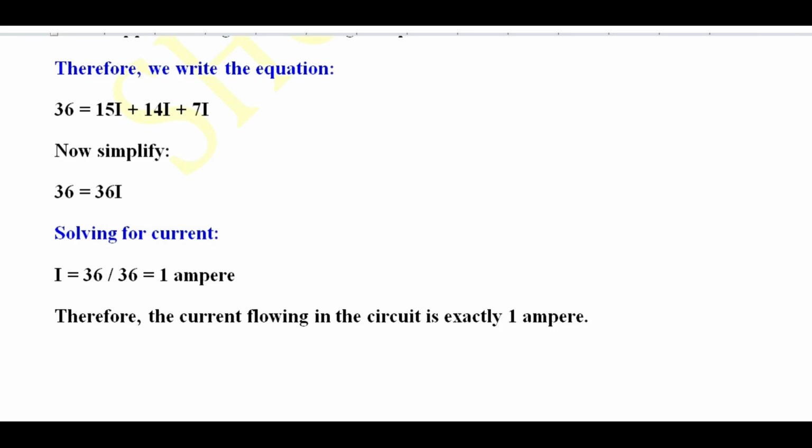36 equals 15I plus 14I plus 7I. Now let's simplify that. 15 plus 14 plus 7 is 36. So it becomes 36 equals 36I. Now solving for current, we divide both sides by 36. So I equals 36 divided by 36, which gives us I equals 1 ampere. So the current flowing in the circuit is exactly 1 ampere.